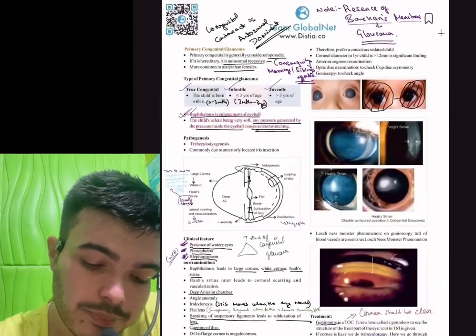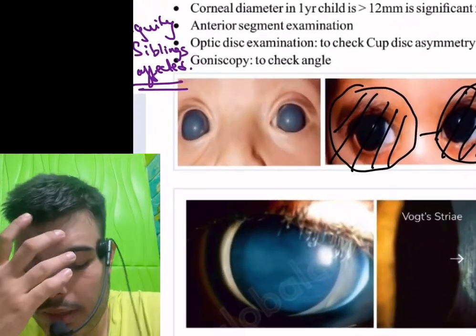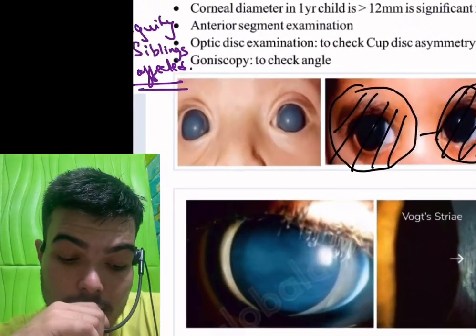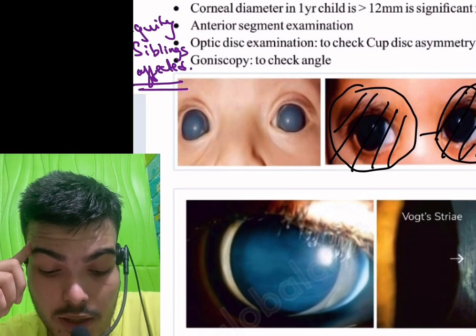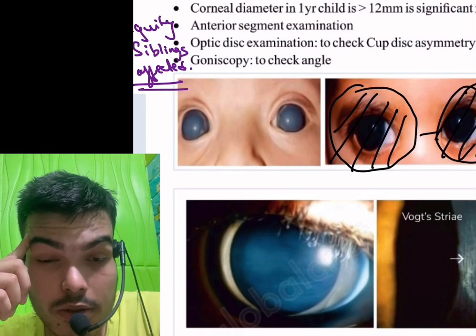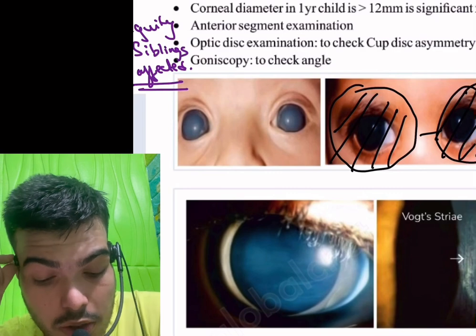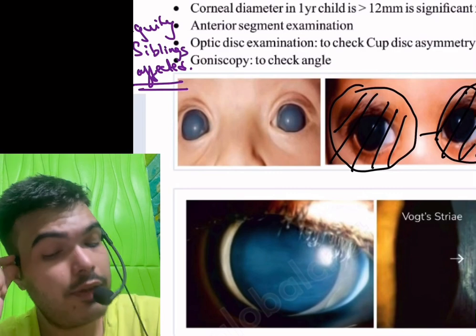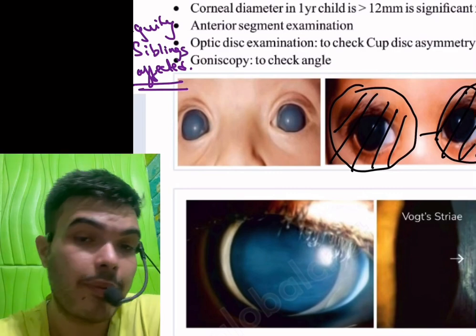Now you can see here a case of congenital glaucoma. So how would you differentiate? Do you look at this as a retinoblastoma? Somewhat it looks like it, but it is not a white eye defect. This is not leukocoria. So if there is a differential diagnosis of leukocoria and you write buphthalmos, that will be wrong.